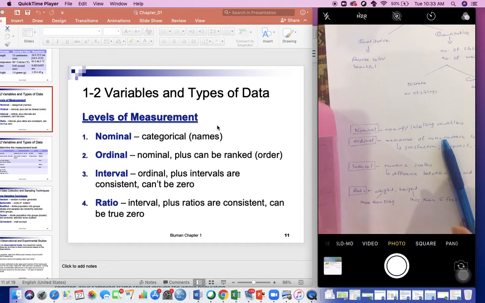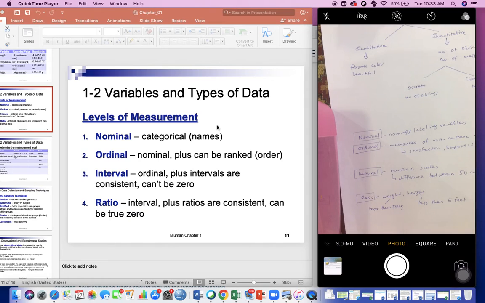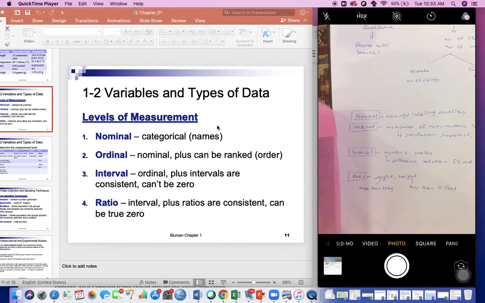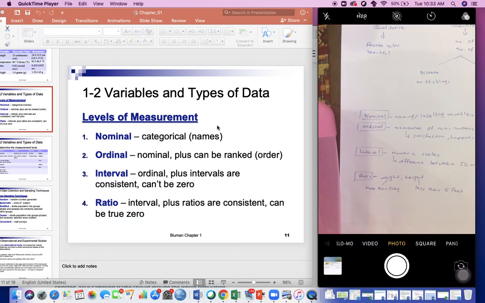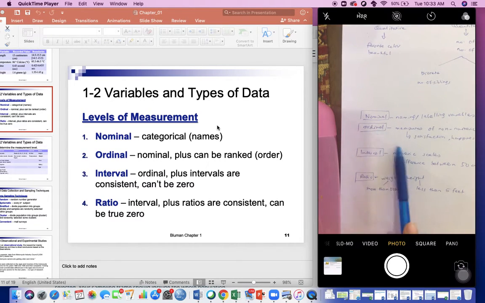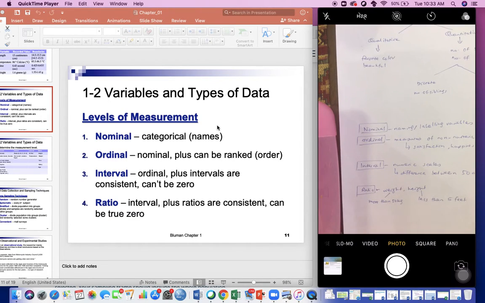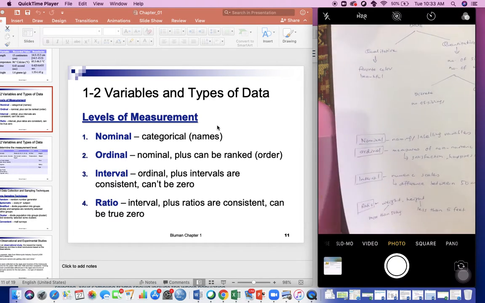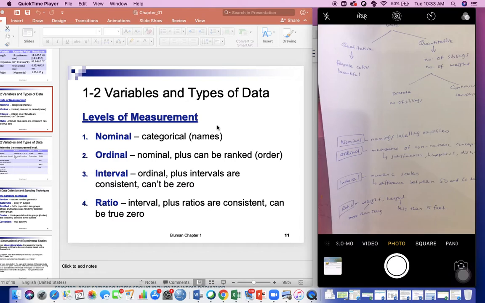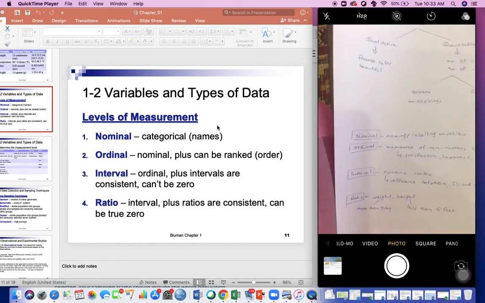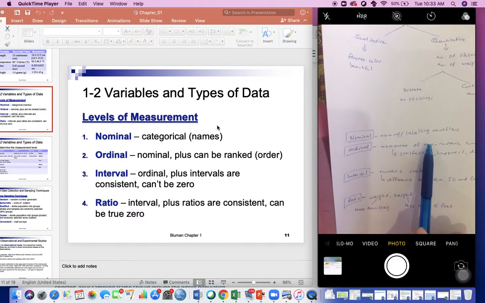Okay, let's continue with the level of measurement. For level of measurement, we have four different types in statistics. The first ones are nominal, ordinal, interval, and ratio. For nominal, you just remember that nominal is just naming or labeling the variables. Naming or label. Okay.